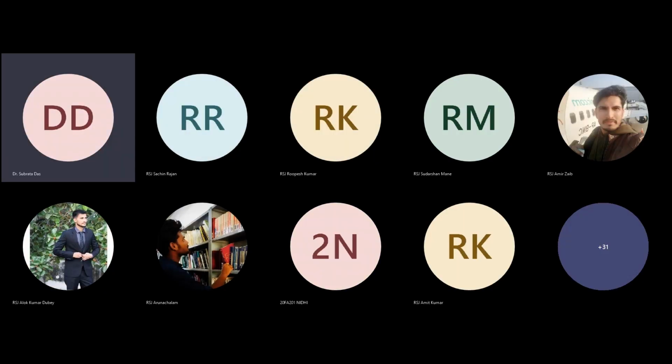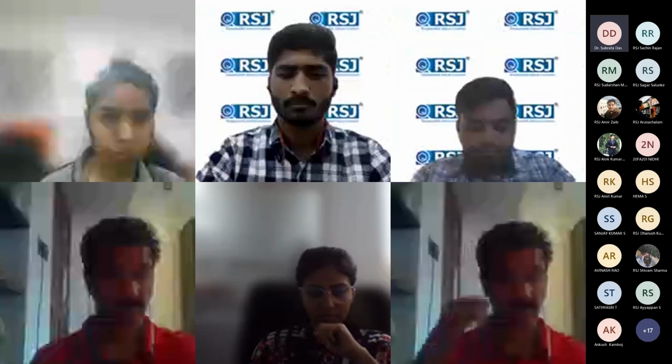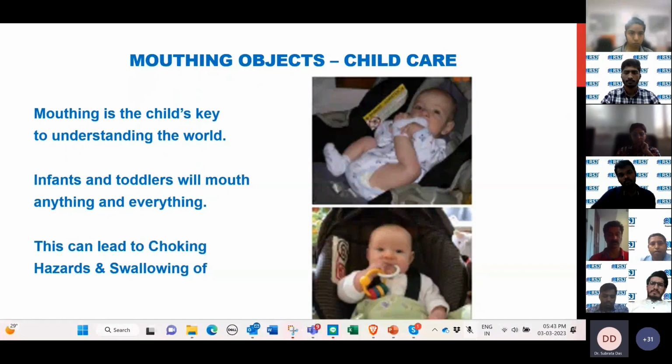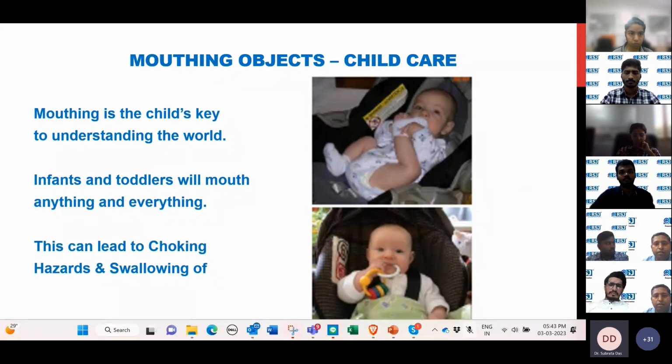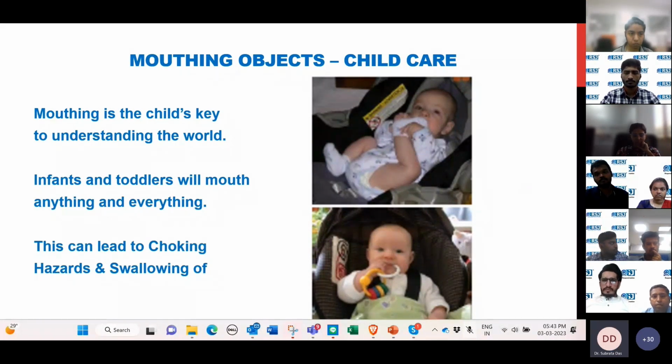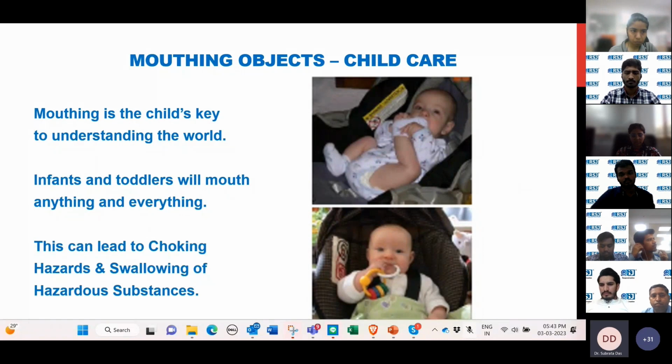Put anything to their mouth. Suppose a button is there, or certain plastic items are there. If it is broken, then those broken parts become choking hazards. I will come to a little bit more detail about it. And swallowing of hazardous substances: whatever is in the mouth, if it contains hazardous substances like phthalates or lead, it goes into the body of the children.